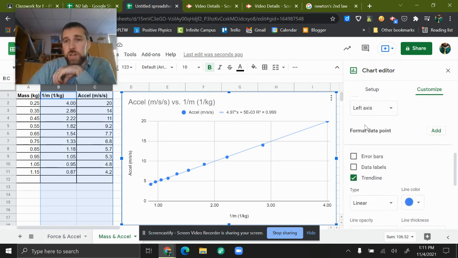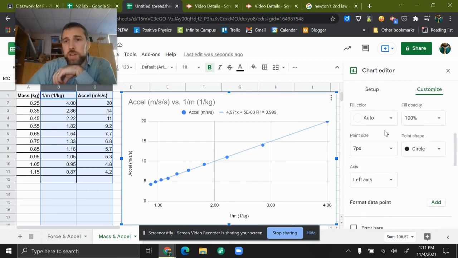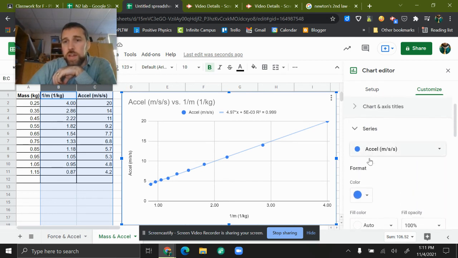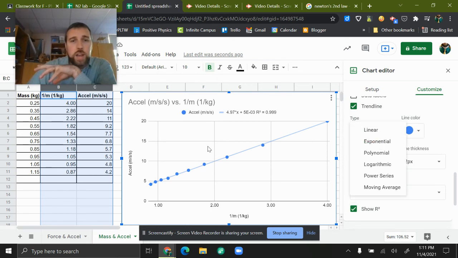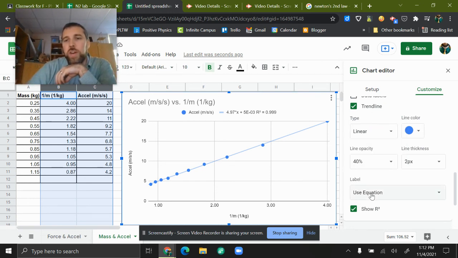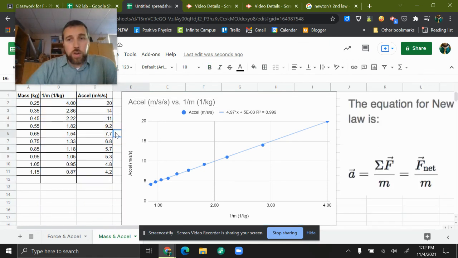So again, under Customize, you're customizing the series, and you're going down to trend line and using a linear trend line if you're using 1 over the mass, or a power series if you're using just the actual raw data. Either way, check your r squared value and turn on that equation so we can see what equation it sets up as. And as an added bonus, can you figure out what that number out front actually represents in this case? I'll leave that as a challenge to go further with. So I think that's all the things. Good luck. You got this.